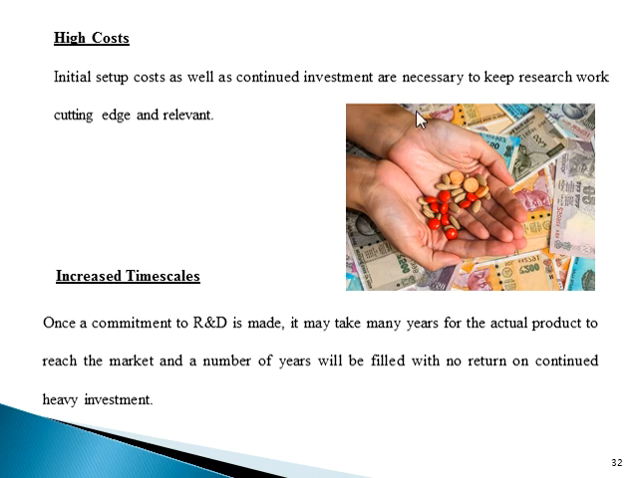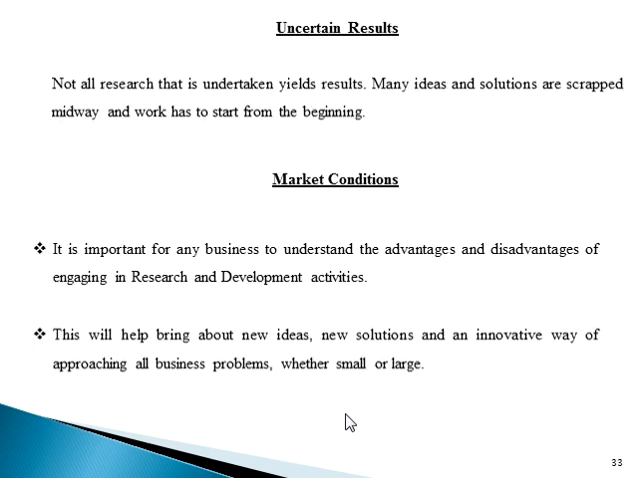Then increased time. If any product is formed, maybe it will form in 1 month, 2 months, or 1 year, depending on how many steps are involved in that particular drug. So they also have to consider the timeline. Then uncertain result. There are a lot of reactions they are doing. They are getting failure again and again. They are getting bad results. So that's an uncertain result. It means there is also loss.